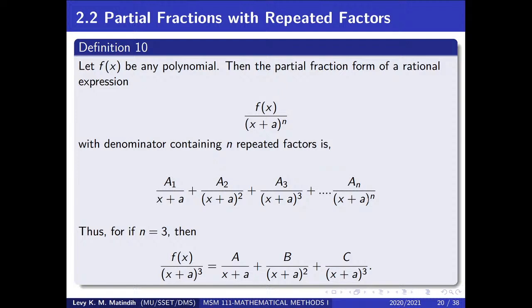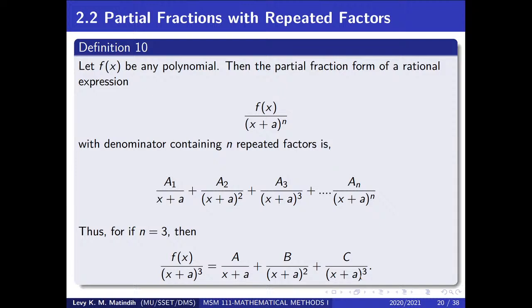So basically, what I'm trying to say is this. For example, let's have a situation where this n is equal to 3. Then what we are saying is f of x divided by x plus a to the power 3 you can write in terms of partial fractions as a divided by x plus a, plus b divided by the square of x plus a, plus c divided by the cube of x plus a, in short. That's how we are supposed to write it.